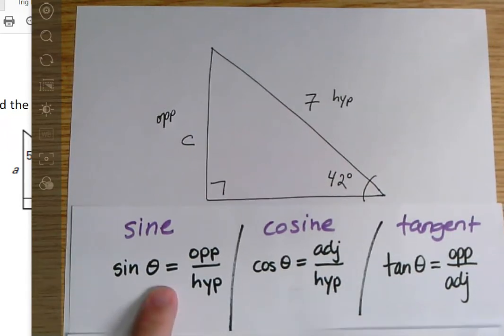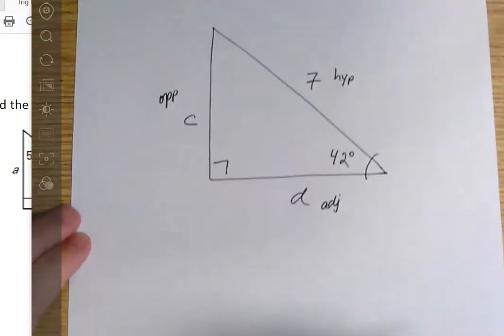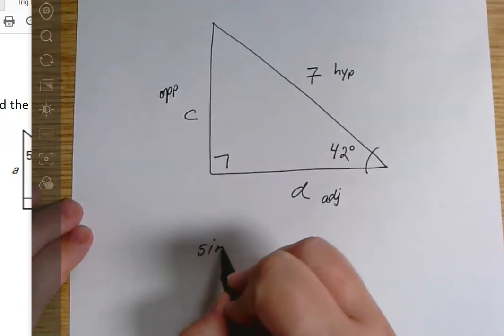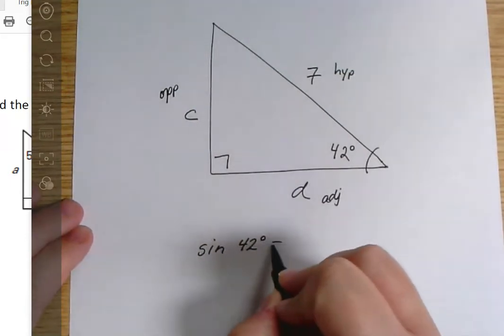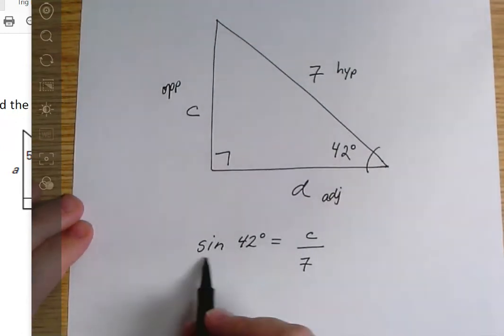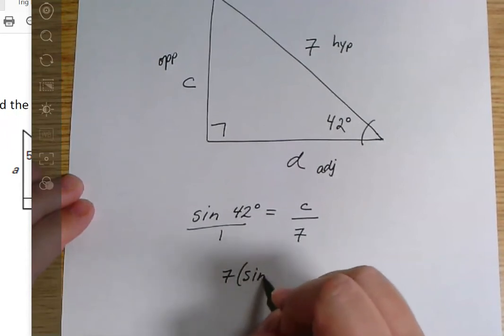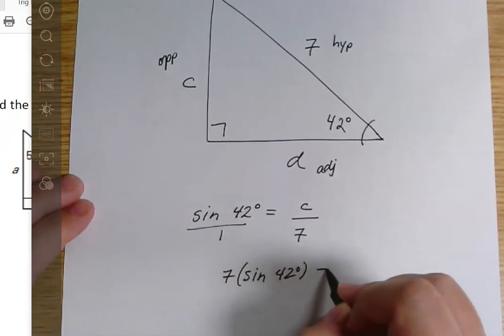And that's sine. So that's how I know to use sine. All right. So I will set up an equation for c and 7 with sine. So sine of 42 degrees equals opposite over hypotenuse. I'm going to put that over 1. I'm going to cross multiply. 7 times sine 42 equals c.